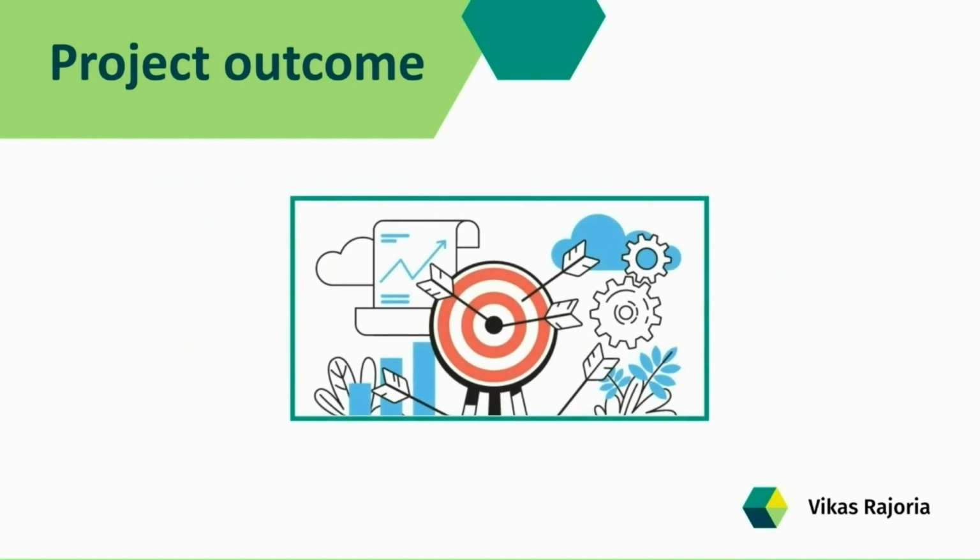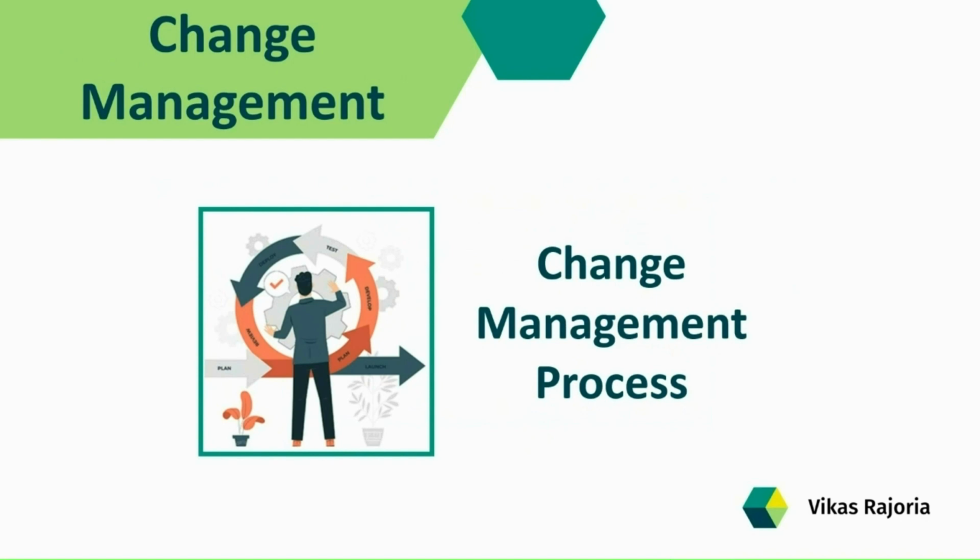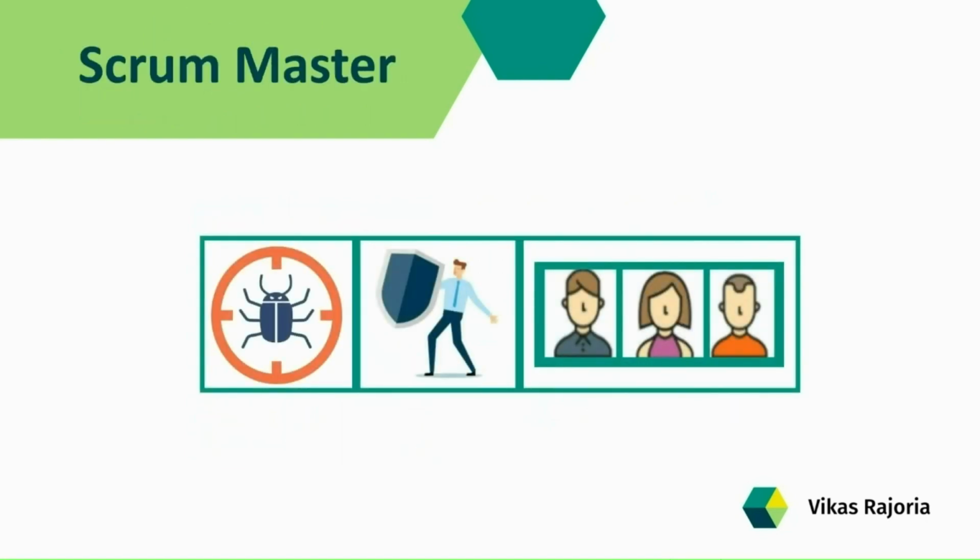To deal with such scope creeps, there should be a clear change management process so that the team members don't feel overburdened and project value doesn't drop. So here the Scrum Master prevents the team from such scope creeps that were not discussed or added during the sprint planning session. So that's all from this video.